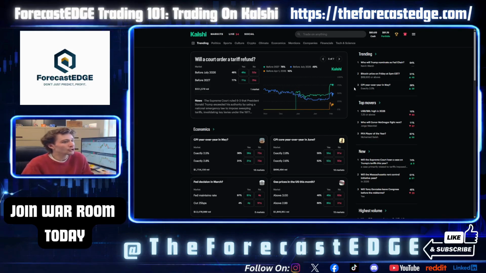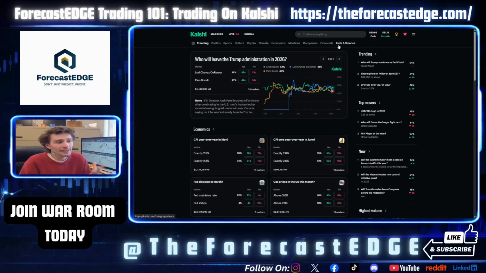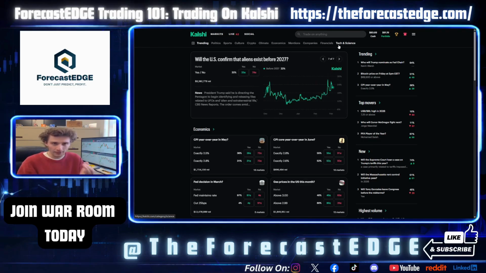Now, on the Kalshi platform home screen, you'll see at the top of the screen a bar with categories running along the top of it, such as sports, climate, mentions, financials, tech and science, and many more. Each of these categories is representing a predictive market, and within these predictive markets are predictive market contracts that we can execute trades on as retail traders or individual investors, okay?